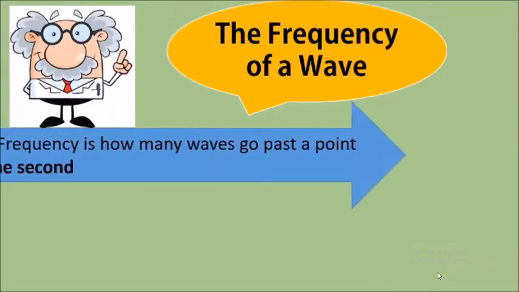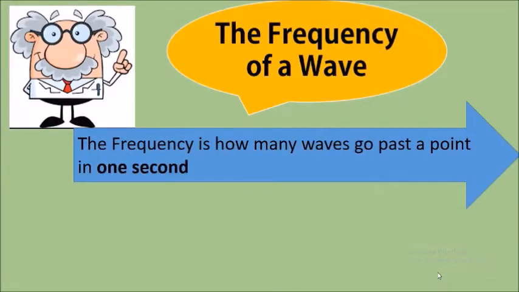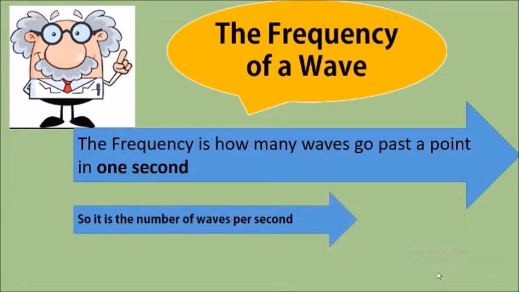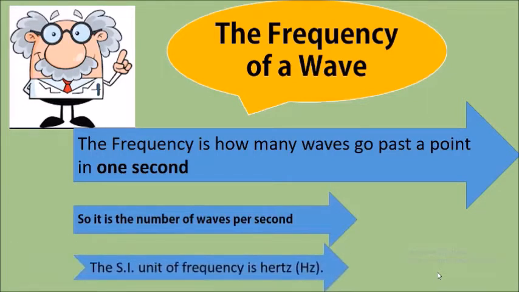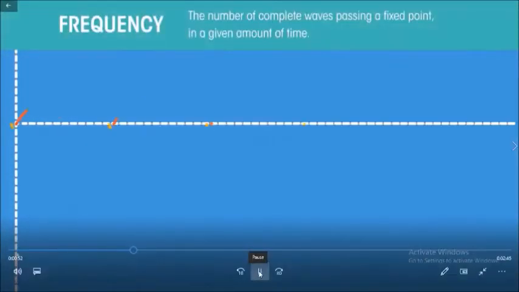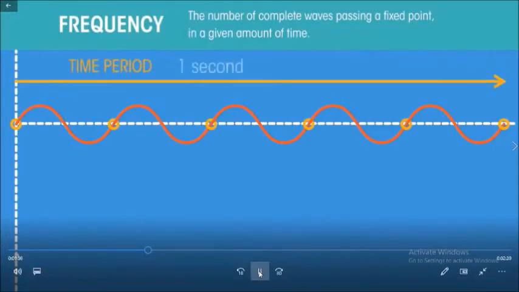Next, we will move to the frequency of a wave. The frequency is how many waves go past a point in 1 second. So it is the number of waves per second. The SI unit of frequency is Hertz, or Hz. So as I said, the frequency is how many waves pass through a point in 1 second.